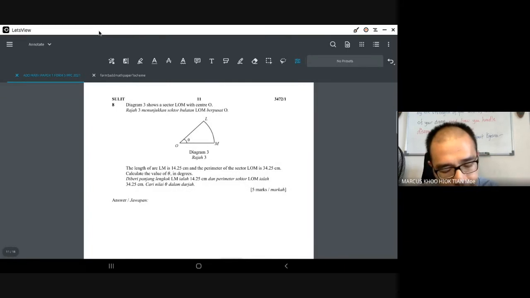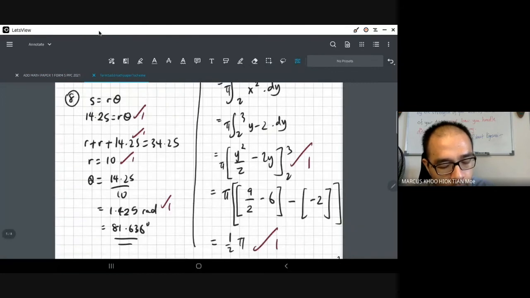All right, last question, circle. Sector LOM with centre O. The length of arc LM is 14.25, and the perimeter of sector LOM is 34.25. Calculate the value of theta in degrees. So we have theta in degrees, and you're given all this information. This will be the working. First of all, you use s, and you write it as r theta if you want, but you can find the value of r from here.